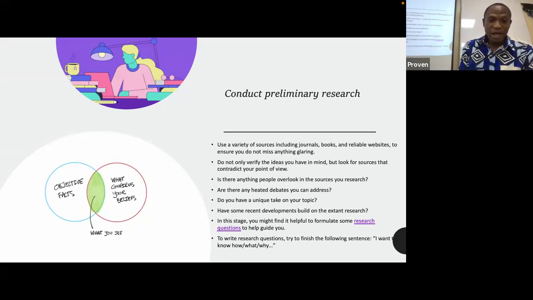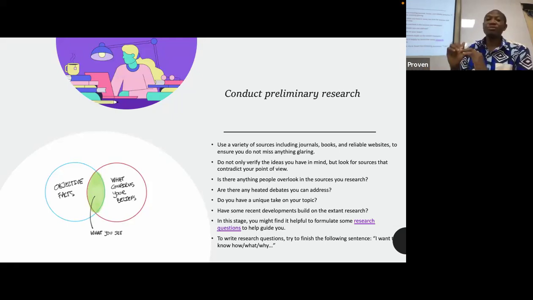Okay, so you not only verify the ideas you have in mind, but also look for sources that contradict your point of view. You need to look for people or other works that are against what you have done. It's very important, because you never know what will happen at your conclusion. What you set out to do may just be the opposite of what you find. So if you look at those works contradicting what you intend to do, at the end of the day it may help you to conclude your work, or to explain or discuss your work. So you need to look at all these things.